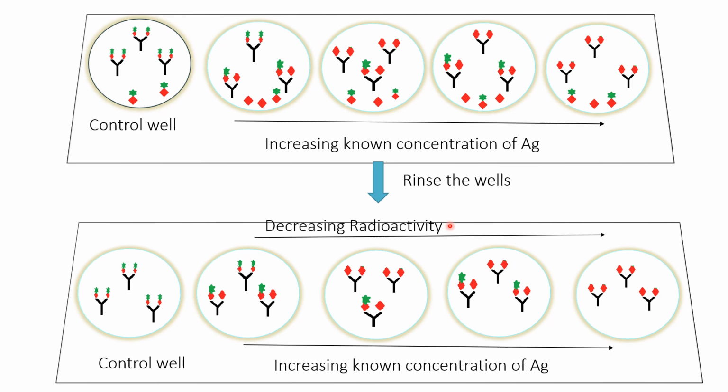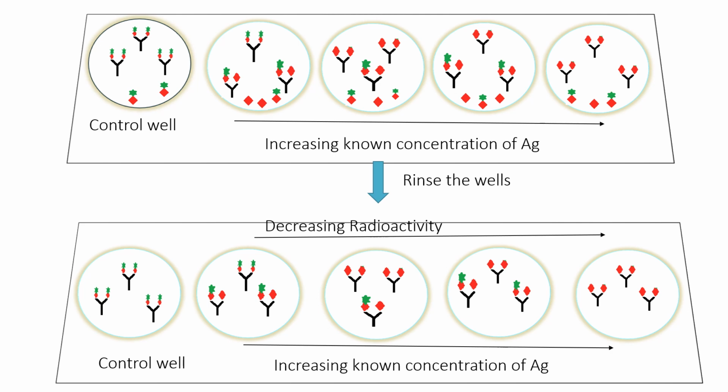Now measure the radioactivity of each well by gamma counter. Radioactivity will decrease in each well with increasing amount of unlabeled antigen. This is because some of the antigen binding sites will be occupied by unlabeled antigen and there is less bound radio-labeled antigen in each of these wells as compared to the control well. At the end of this procedure, we will have radioactivity for each well. Also, we know the concentration of unlabeled antigen in each well.